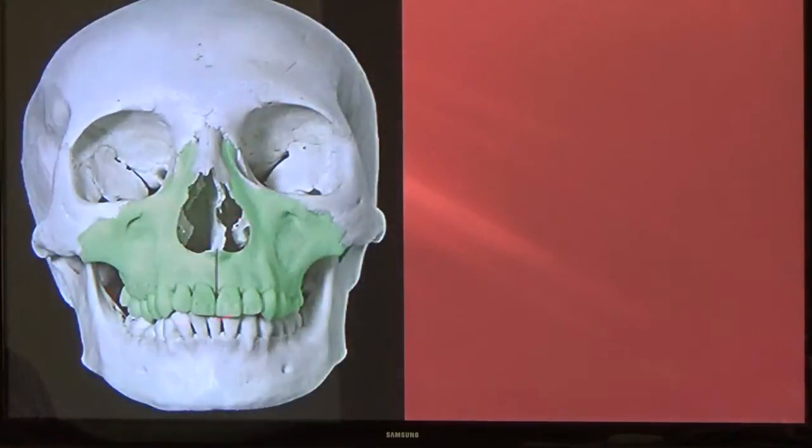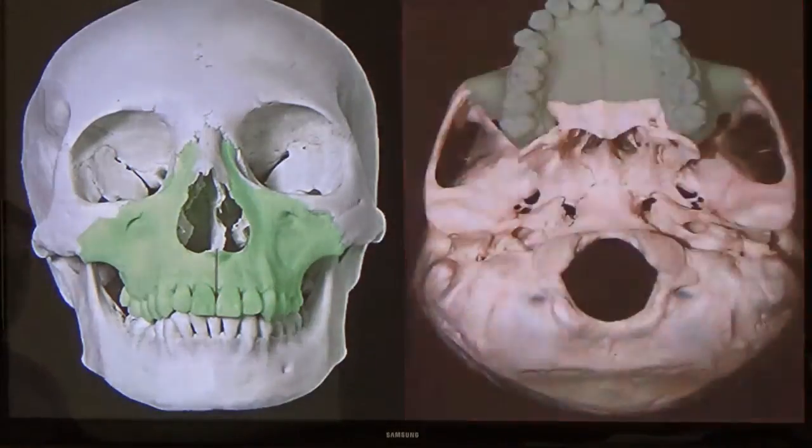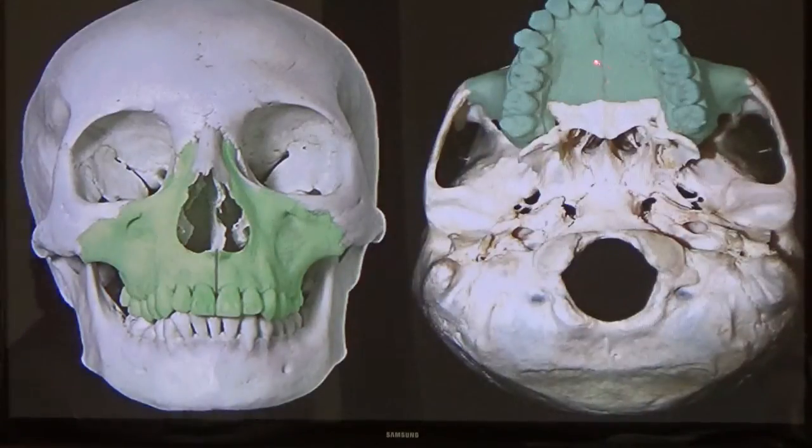Here's the maxilla, not the green teeth, just the bone. You have an extension that way, one down, and one that goes back. So it has 4 processes, and we'll point those out right now. Here we're looking at the underside, at the hard palate. That's the maxillary bone, or your upper jaw.